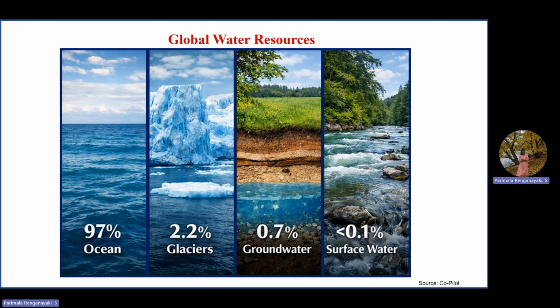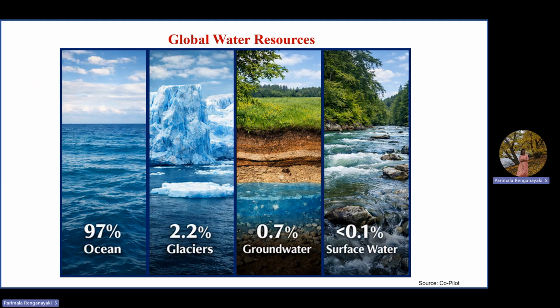Then we have 2.2 percent of glacier water, which is very fresh water. But if you see, it is in the form of ice. So even this water cannot be readily used by us. So almost 97 plus 2, 99 percent of global water is not directly usable by us.